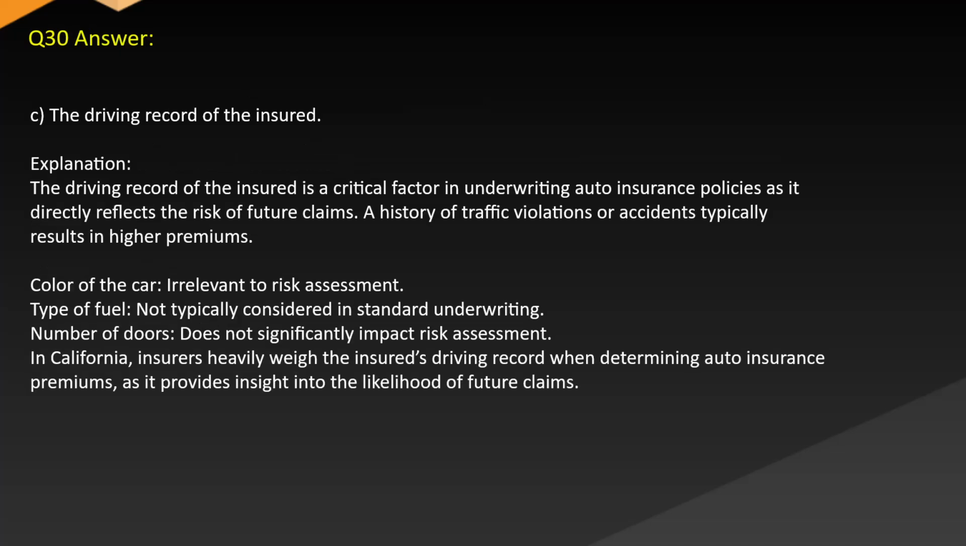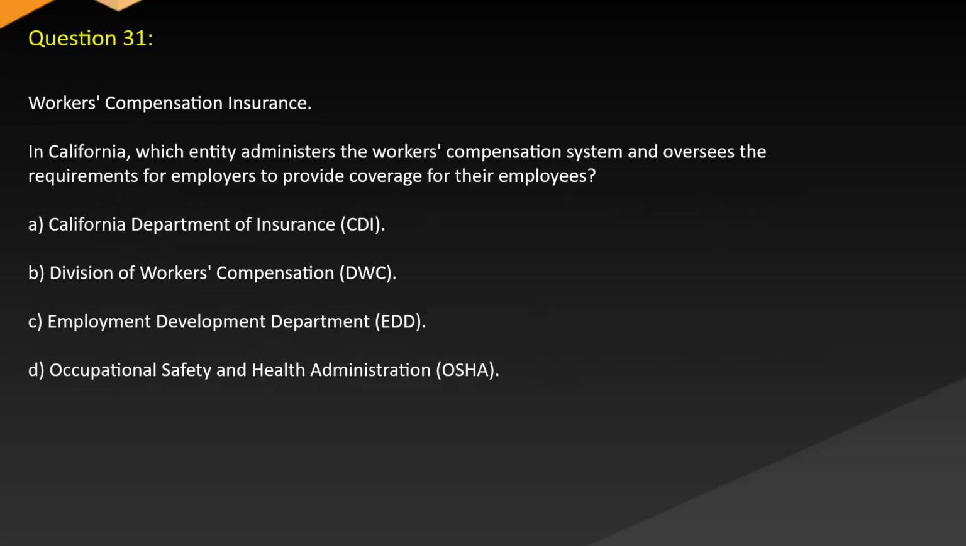Answer: C. The driving record of the insured. Explanation: the driving record of the insured is a critical factor in underwriting auto insurance policies as it directly reflects the risk of future claims. A history of traffic violations or accidents typically results in higher premiums. Color of the car, irrelevant to risk assessment. Type of fuel, not typically considered in standard underwriting. Number of doors, does not significantly impact risk assessment. In California, insurers heavily weigh the insured's driving record when determining auto insurance premiums as it provides insight into the likelihood of future claims.